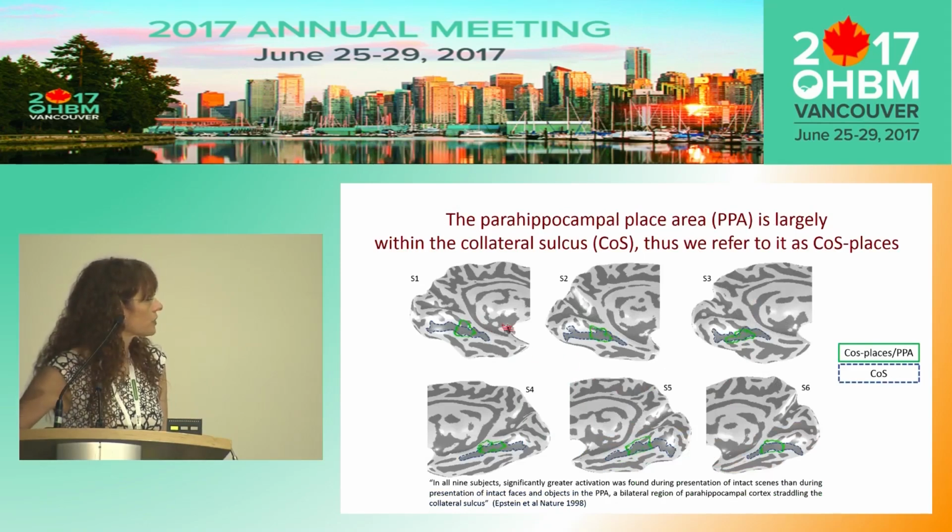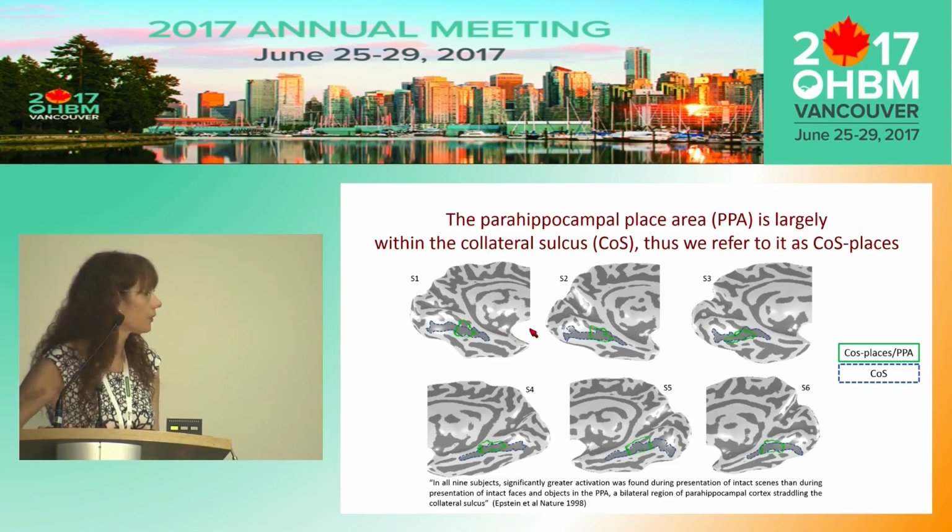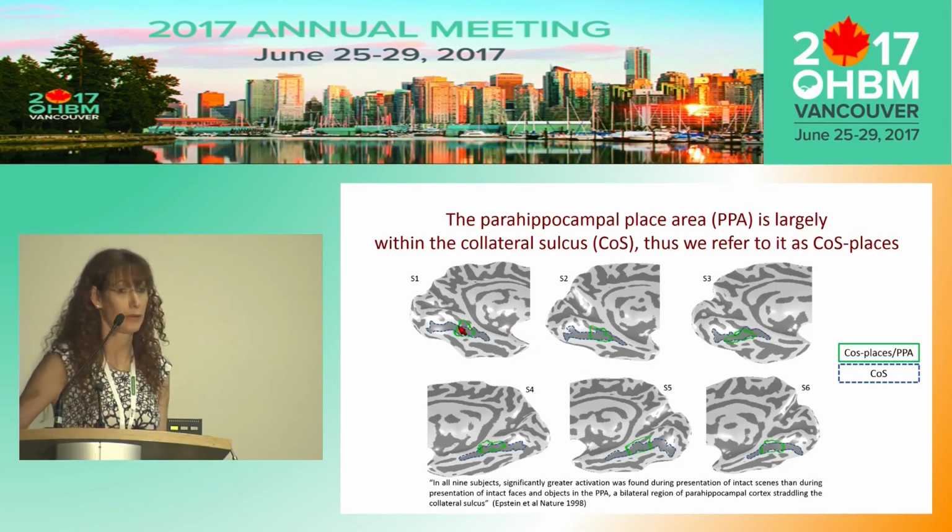This slide shows 6 medial views of 6 individual brains. The place-selective region is shown here in green, and the collateral sulcus is shown here in blue. This is an inflated view where gyri are indicated with a lighter gray than the sulci. So you can note that in every individual example, this place-selective region overlaps the collateral sulcus.